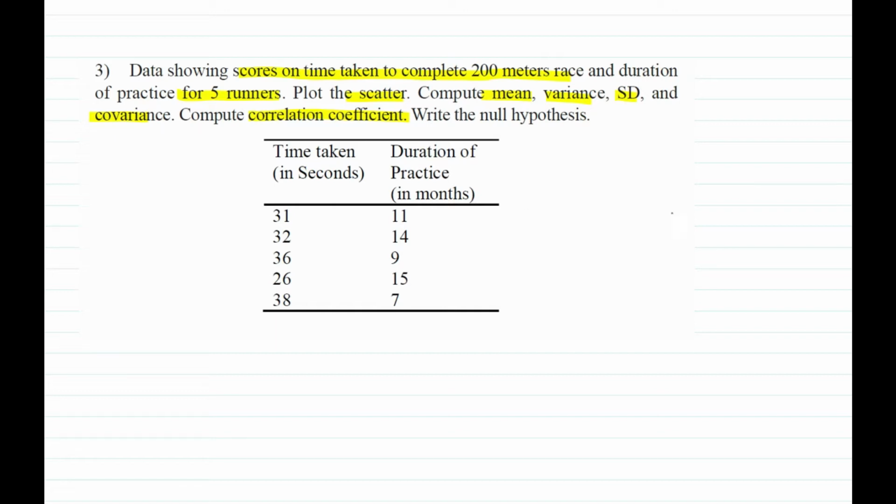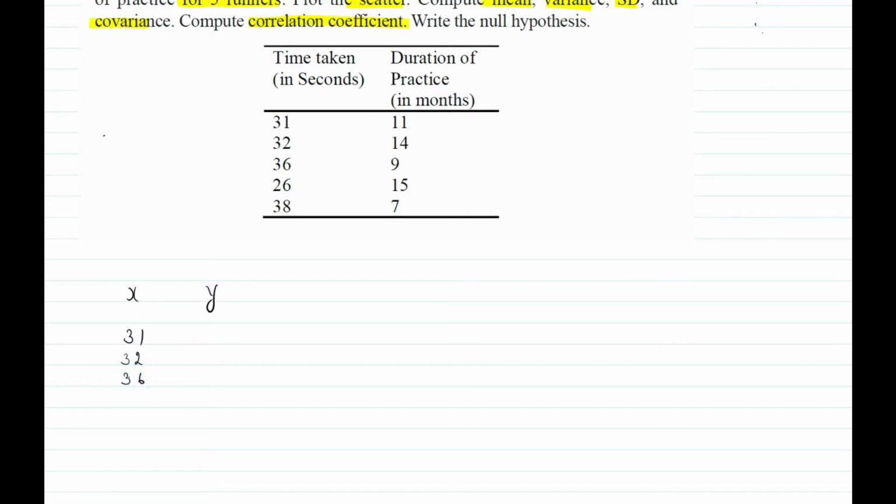First, we have to present the data in the X and Y tabulation form. The data of X is 31, 32, 36, 26 and 38. The data of Y is 11, 14, 9, 15 and 7.